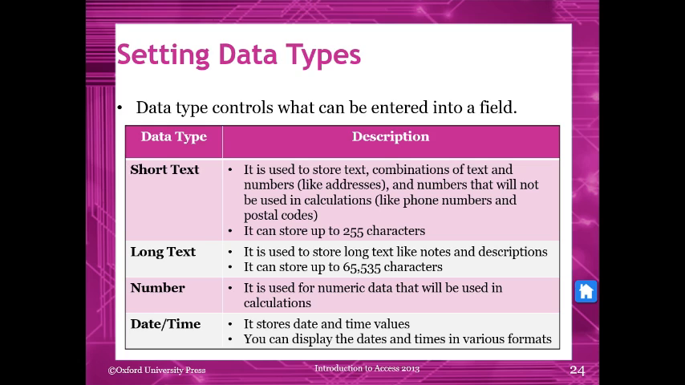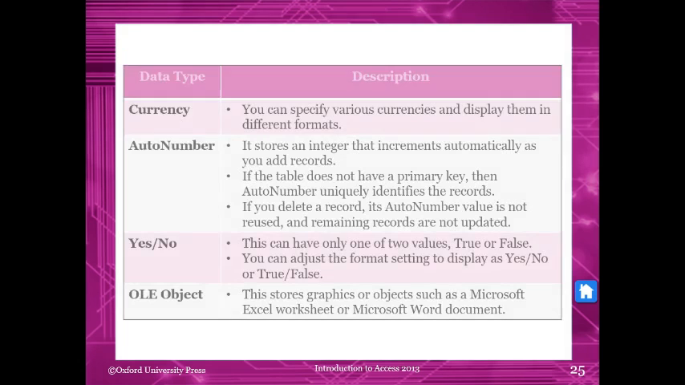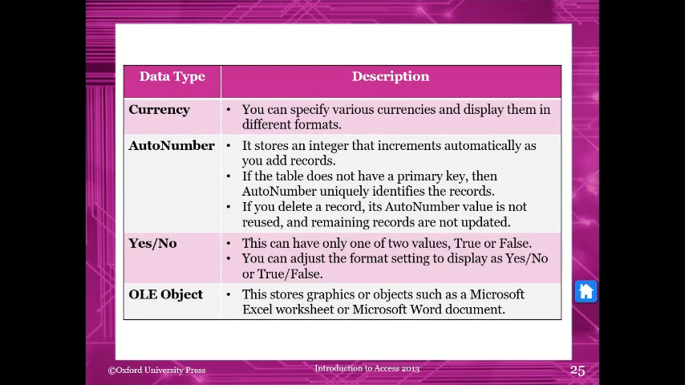65,535 characters. Number. It is used for numeric data that will be used in calculations. Date and Time. It stores date and time values. You can display the dates and times in various formats. Currency. You can specify various currencies and display them in different formats. AutoNumber. It stores an integer that increments automatically as you add records. If the table does not have a primary key, then AutoNumber uniquely identifies the records. If you delete a record, its AutoNumber value is not reused and remaining records are not updated.